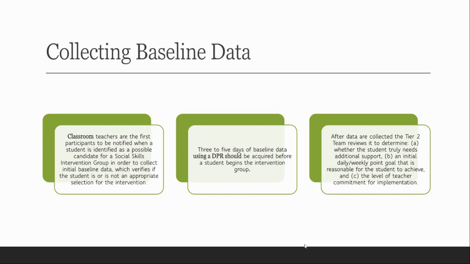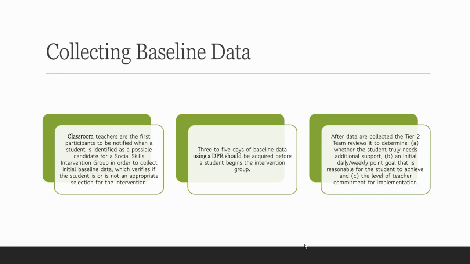So the first thing, the classroom teachers are the first participants to be notified when a student is identified as a possible candidate for social skills intervention groups, in order for that teacher to help that team collect that initial baseline data, which is going to verify if that student is or is not an appropriate candidate for that intervention. So that teacher is the first line of defense because they're going to be the first persons that provide that data that the team's going to need to match that student to an intervention.